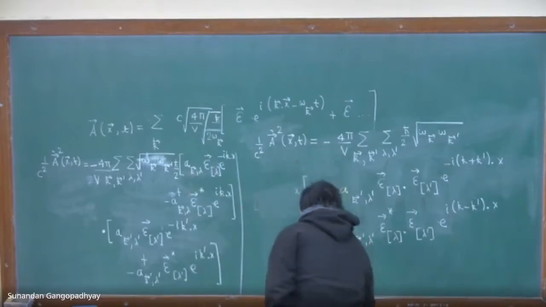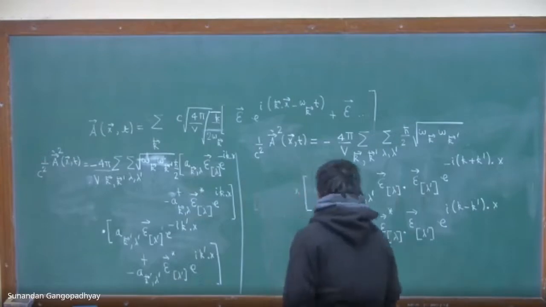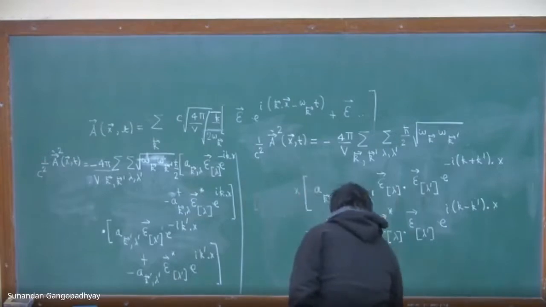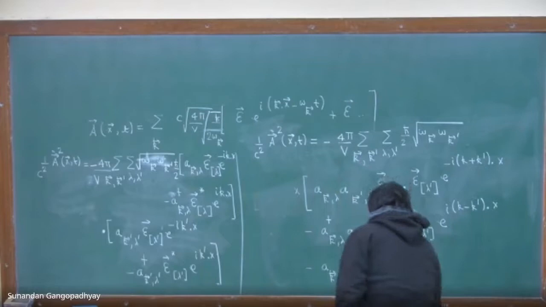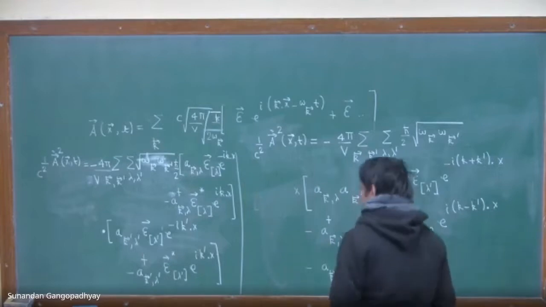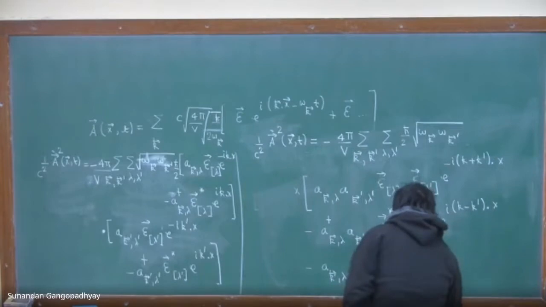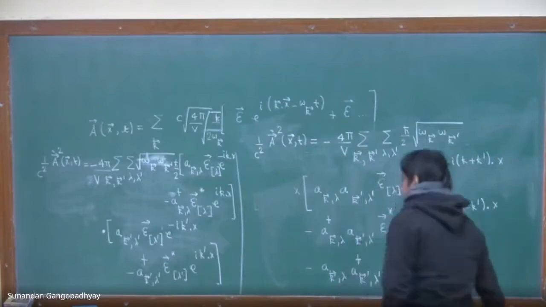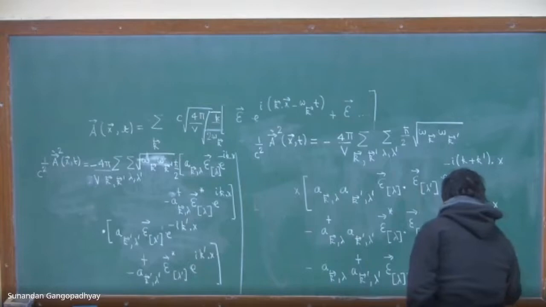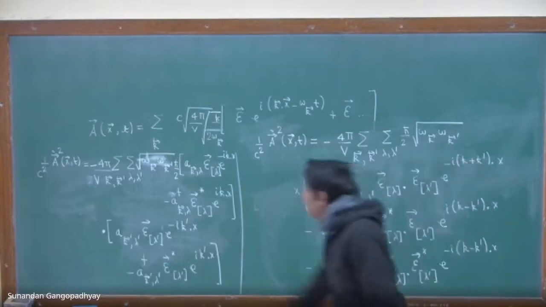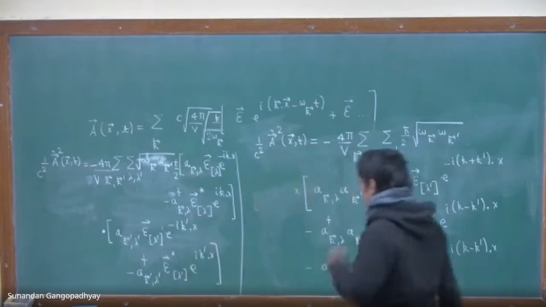a k lambda a dagger k prime lambda prime, epsilon lambda star lambda prime, e to the power of minus i k minus k prime dot x, and then we have the last term, which is this multiplied by this.